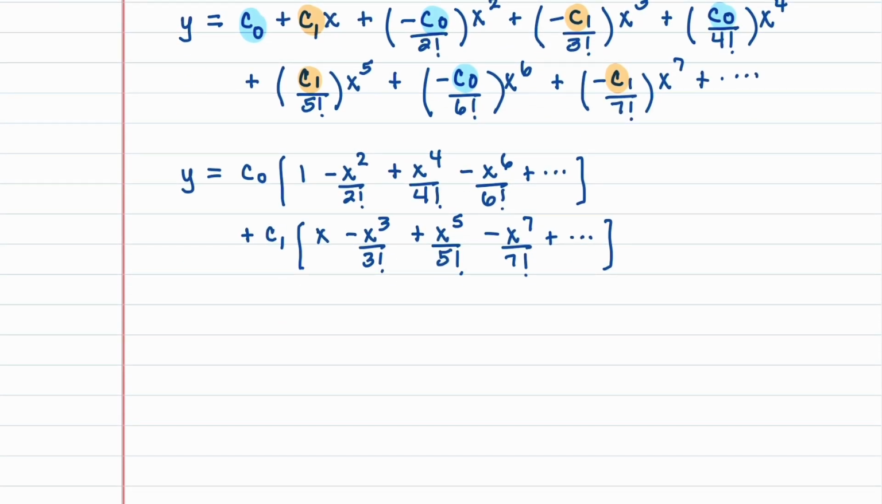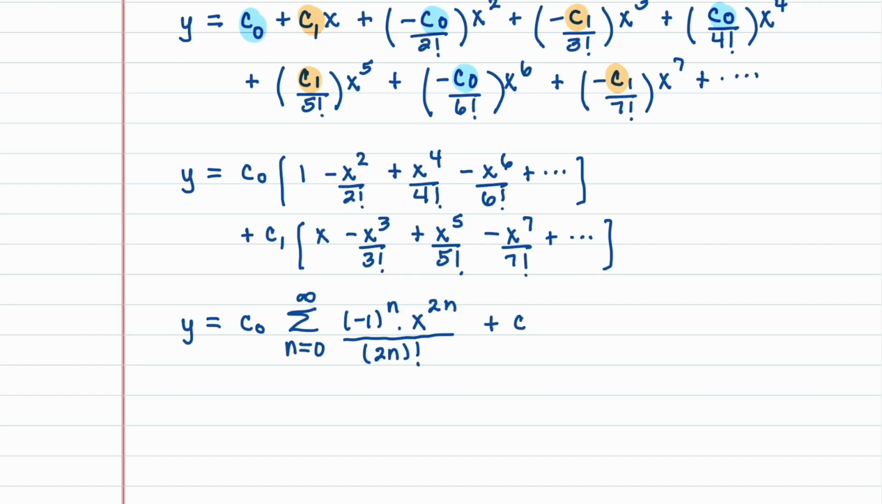Let's now go one step further, and let's rewrite these series in summation notation. We're going to get y is equal to C0. Our first series can be written as the sum, n goes from 0 to infinity. The powers of x are even, and we have coefficients that alternate in sign. So we're going to write this as minus 1 to the n. That's for the alternating sign. And then we have x to the 2n, and we're going to divide all of this by 2n factorial.